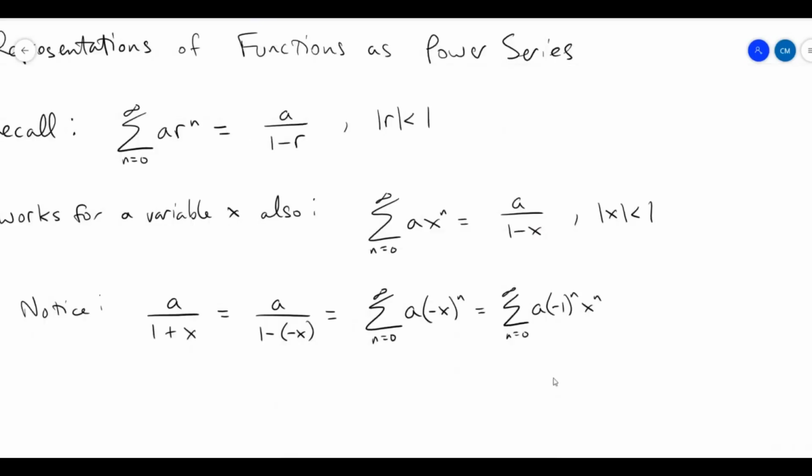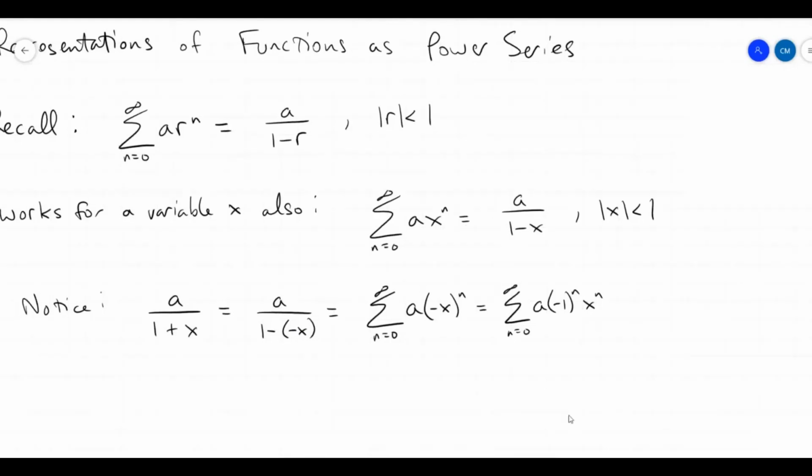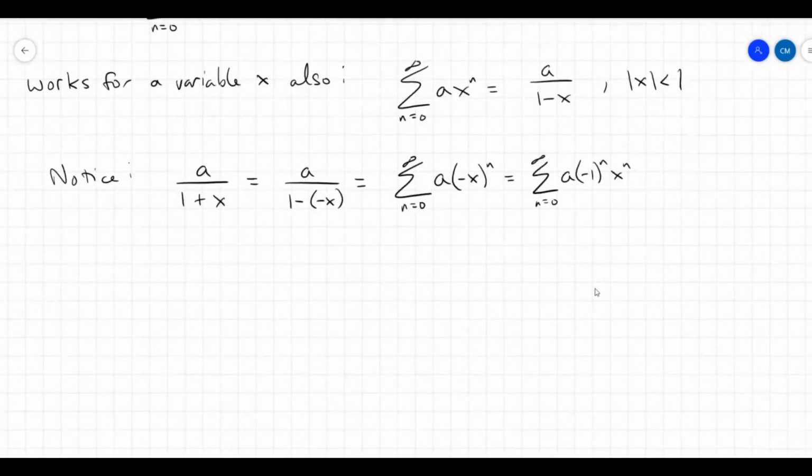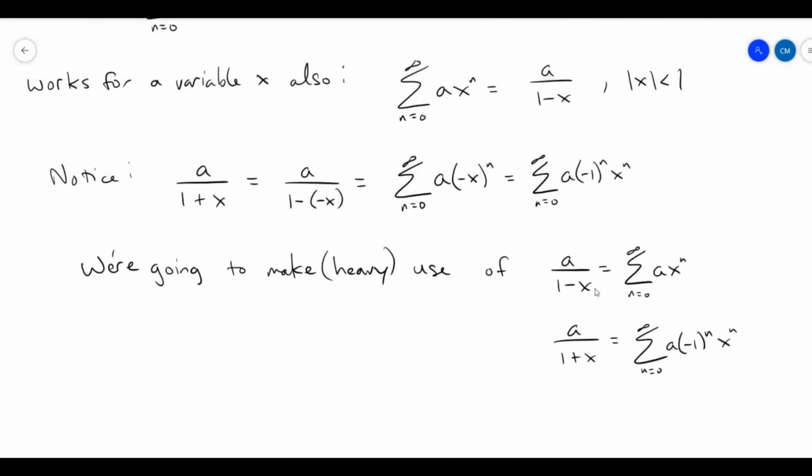But that's what this is saying then, is if you have a over 1 plus x, you can change it into this power series right here. And if you have a over 1 minus x, then you can change it into this power series right here. Okay? So that's the idea here. We're going to make use of both of these, a over 1 plus x and a over 1 minus x. I'll just note that here. We're going to make heavy use of both of these. And then, of course, both of these would only converge if the absolute value of x is less than 1.